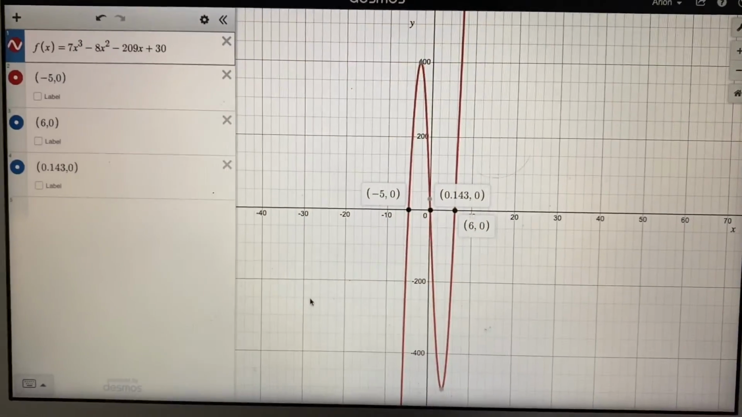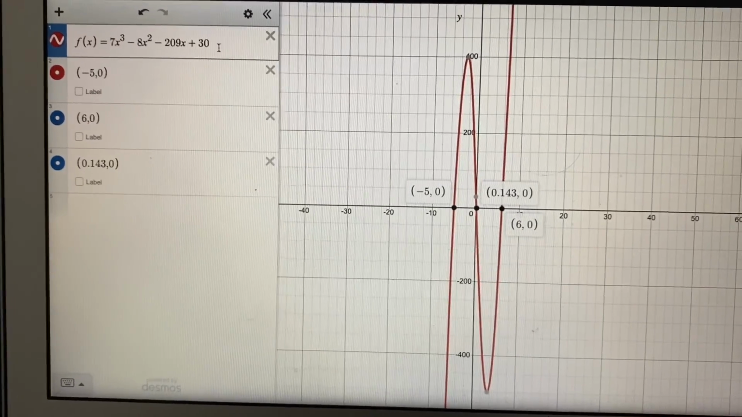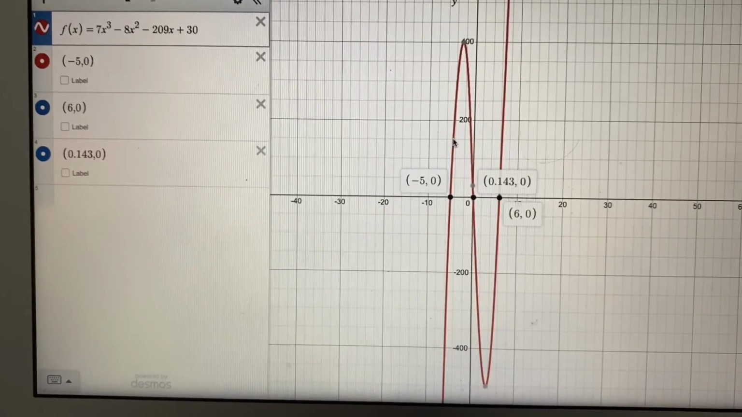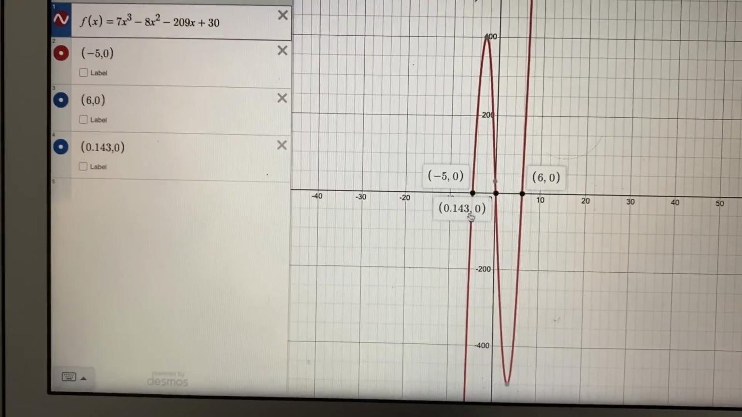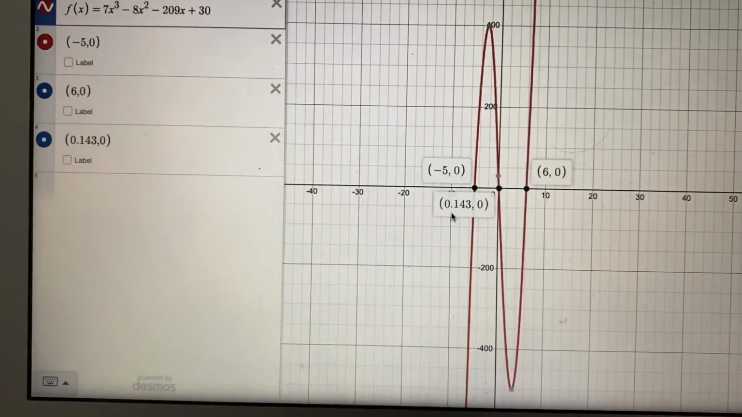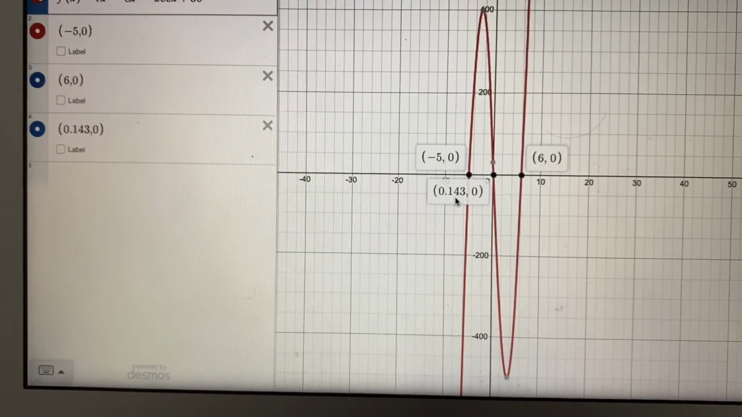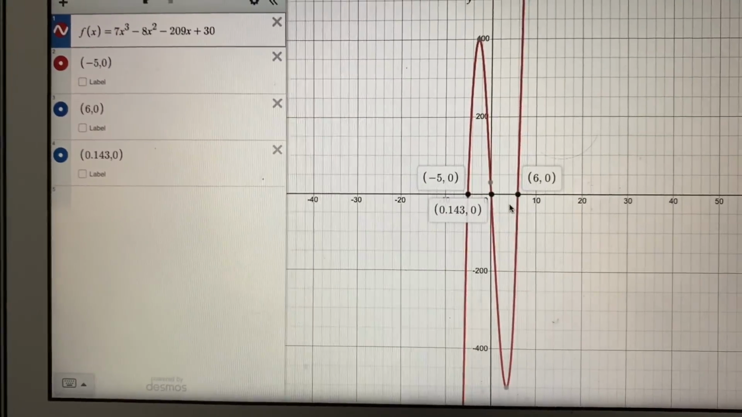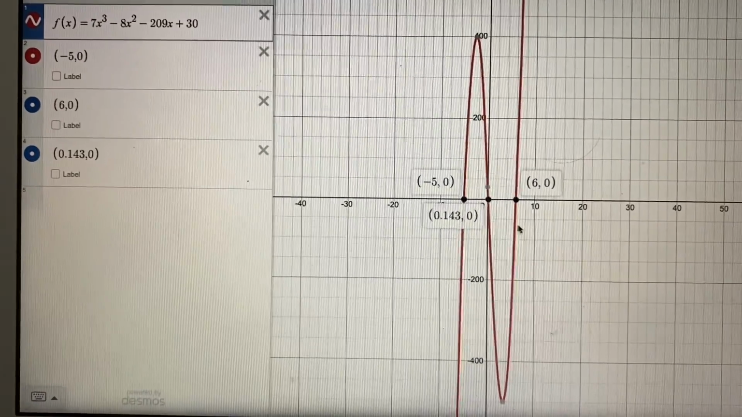Lastly, we can help verify our answer. So right here, as you can see, I've taken our polynomial equation in standard form, put it in, and we got our cubic function right here in red. And as you can see, our cubic function does intercept the x-axis at these 3 points, -5, 0.1429, and 6, which are our 3 x-intercept solutions that we got, therefore showing that we were correct.